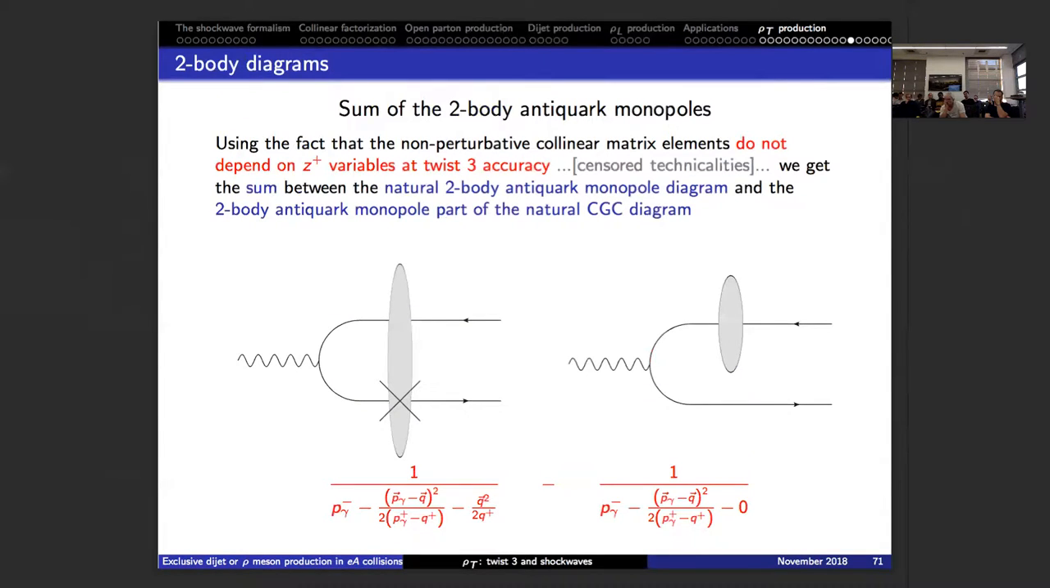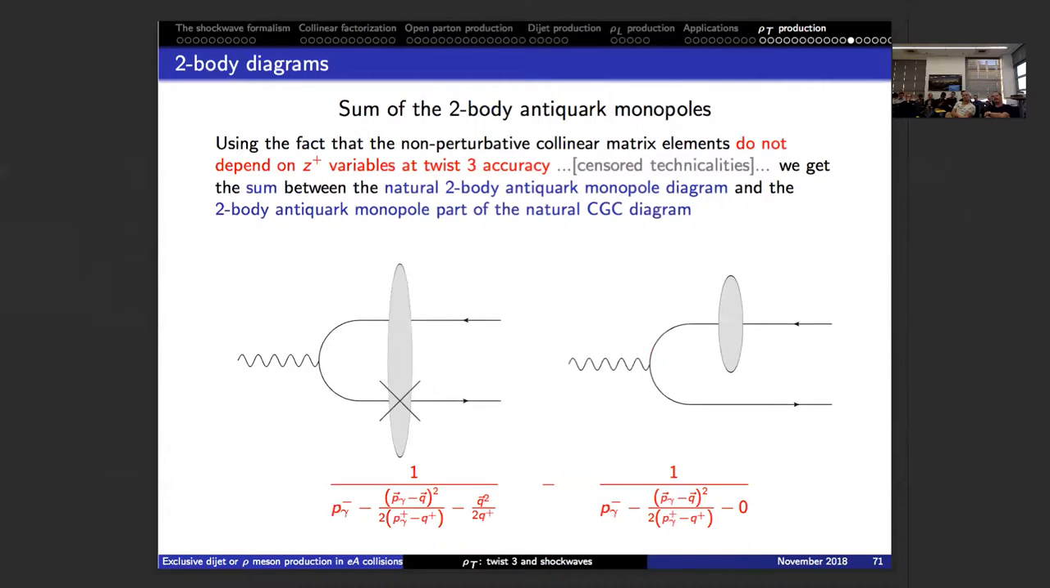Now, compare these two. The one thing you have to know when you're computing those with the vacuum-to-meson matrix elements is that this element at twist 3 doesn't depend on Z plus. So what you are left with is some complete monster, a non-perturbative matrix element convoluted with this, but there is one and only one difference between those two, and that's the light cone energy denominators.